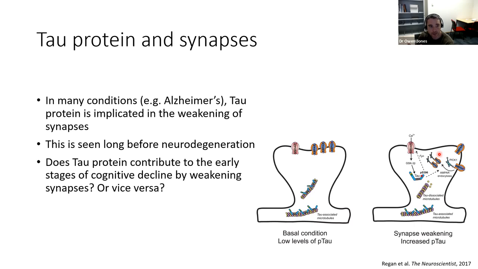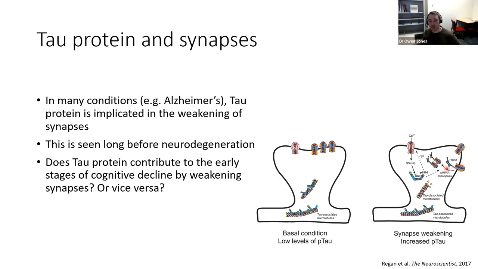Now, we know that tau protein, aside from being involved in the structural integrity of the cell, it's also very involved in synapse strength. In fact, we know that in a host of conditions, as well as in the healthy brain, tau protein is implicated in the weakening of these synapses. So tau protein is involved in processes that stop one cell from communicating as strongly with another cell. And what's particularly important about this is that we're talking about changes that are seen long before you see any kind of disruption to the structural integrity of the cell, and long before we start to see cells dying in pathologies such as Alzheimer's or frontotemporal dementia. This is a very early stage change.